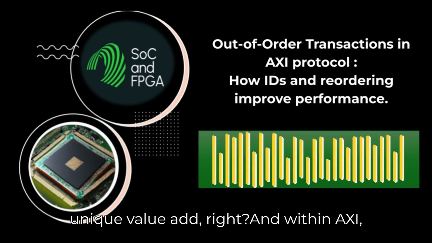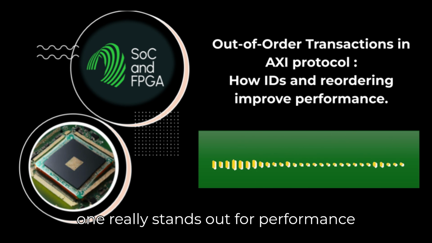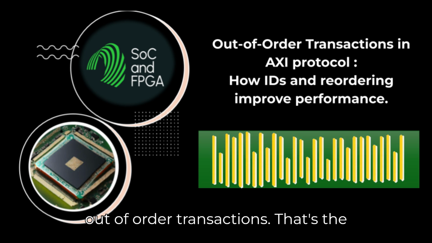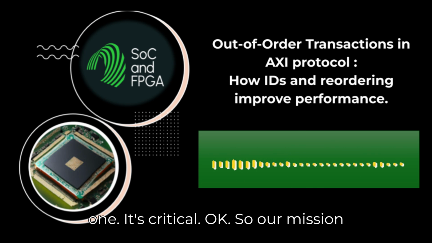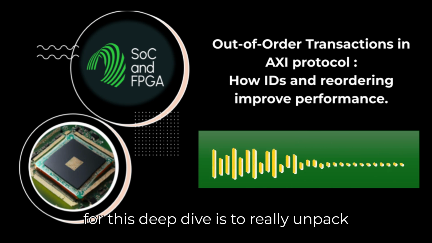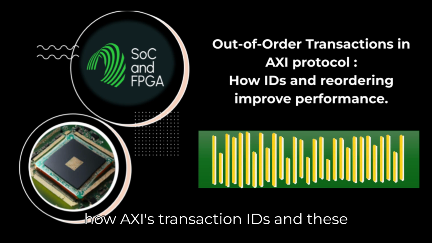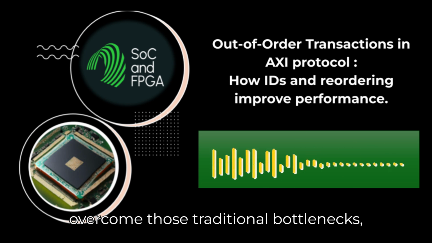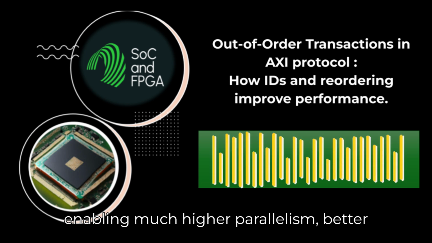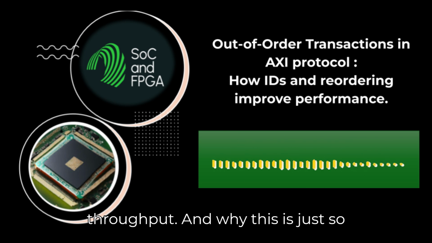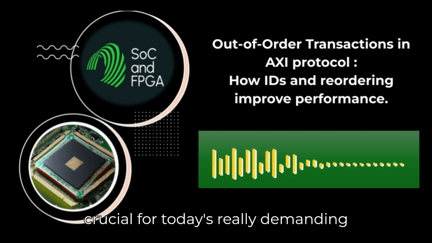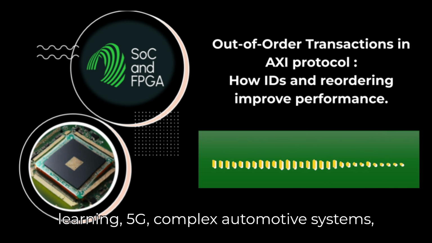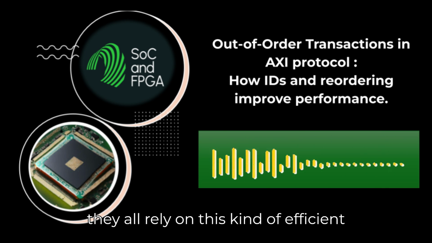Right. And within AXI, there are lots of powerful features, but one really stands out for performance optimization. And that's our focus today. Out-of-order transactions. That's the one. It's critical. Okay, so our mission for this deep dive is to really unpack how AXI's transaction IDs and these reordering mechanisms work. How they fundamentally improve system performance, overcome those traditional bottlenecks. Enabling much higher parallelism, better throughput, and why this is just so crucial for today's really demanding applications. Things like AI, machine learning, 5G, complex automotive systems. They all rely on this kind of efficient data movement.